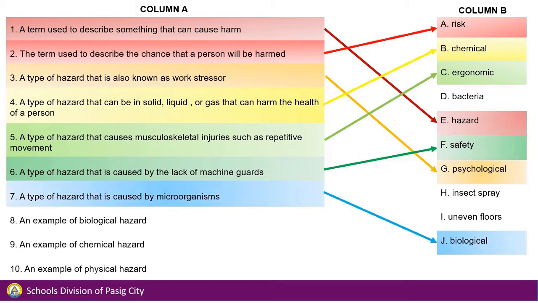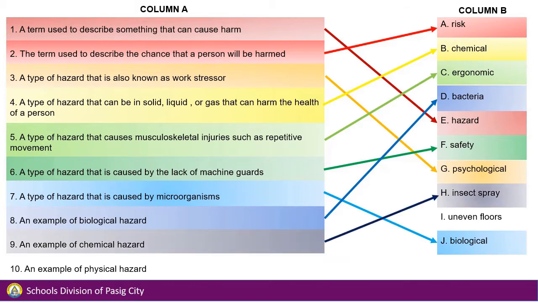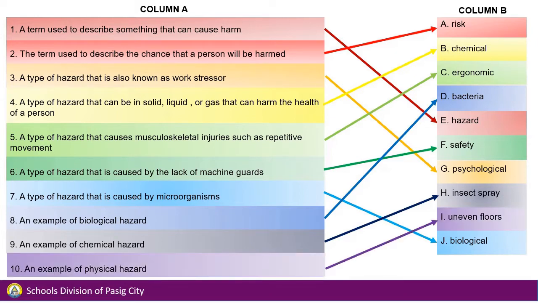J. Biological. Number 8. An example of biological hazard. Letter D. Bacteria. Number 9. An example of chemical hazard. H. Insect spray. And number 10. An example of physical hazard is letter I. Uneven floors.